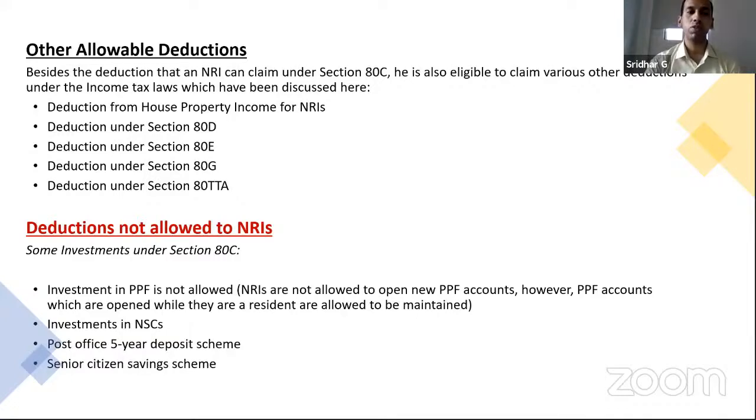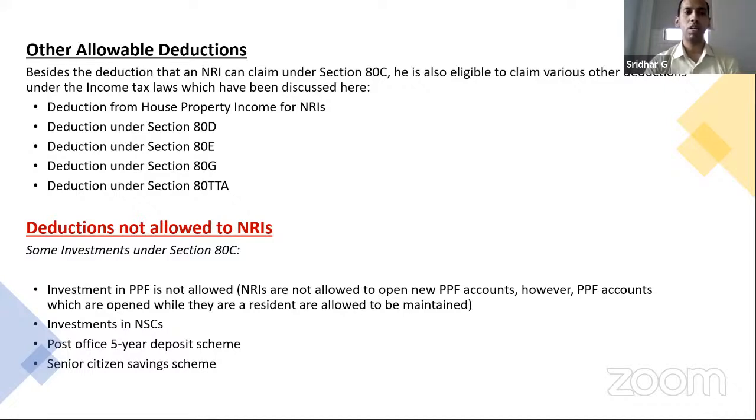Similarly, the post office term deposit of 5 years, where they have the option of investing with the post office, is available for a resident, not for a non-resident. They say these are the benefits which we are providing to an Indian citizen or an Indian resident. This will not be given to a person who is a non-resident. So here NRI means a person who is a non-resident, which is what we are referring to.